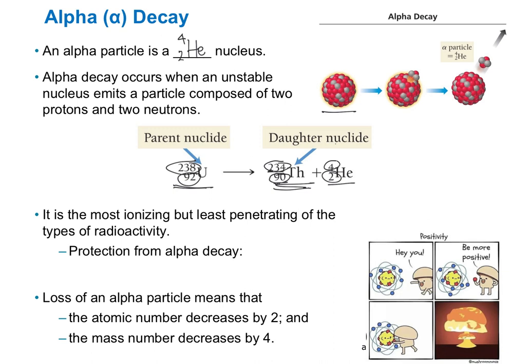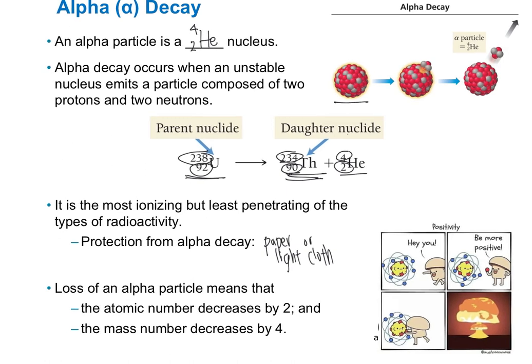This is most ionizing, but the lowest amount of penetration into different objects. So to be protected from alpha radiation, you basically can just have paper or a light cloth. So like your clothes would be sufficient at blocking this type of radiation. But it's ionizing because it comes along with the charge of a proton, which is +1.